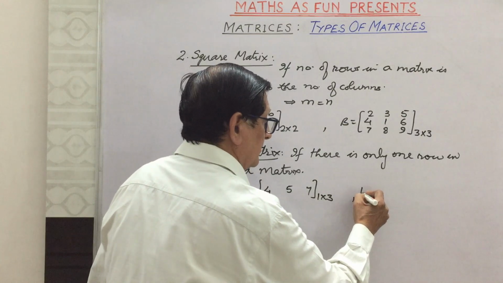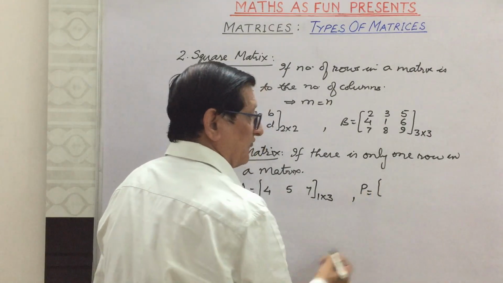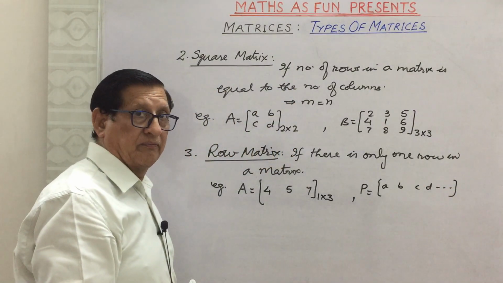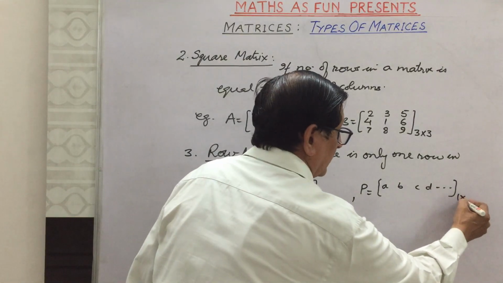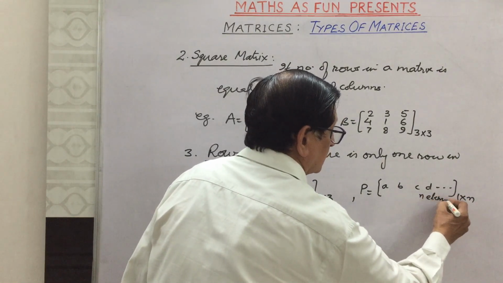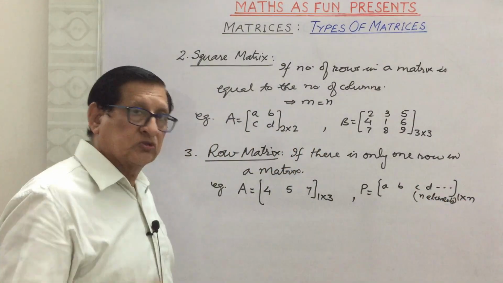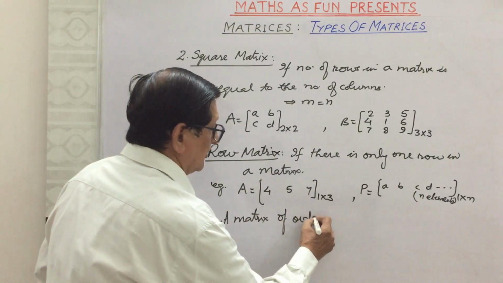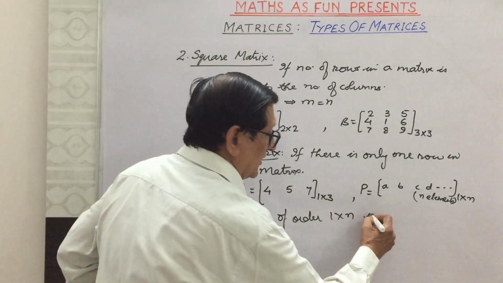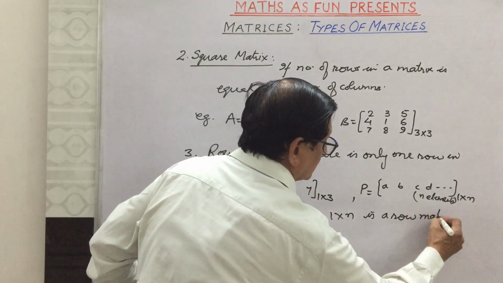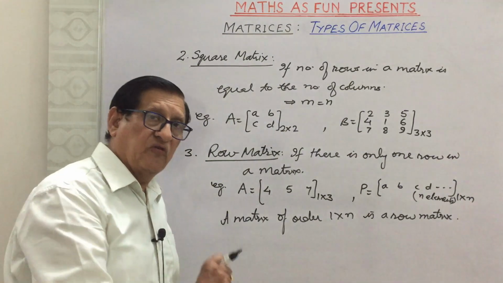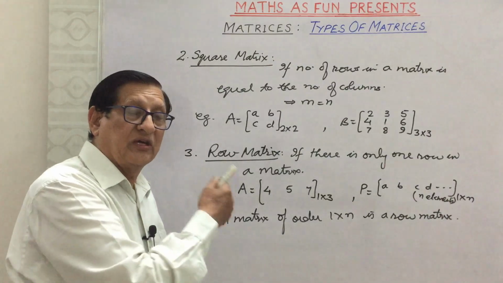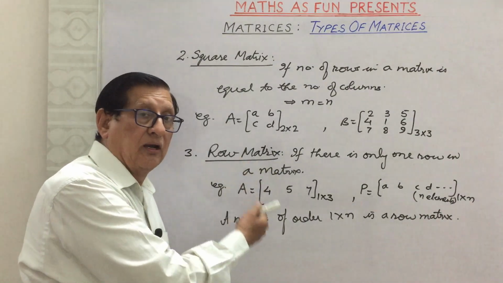If we write another one, suppose we write P, in that we find the elements are A, B, C, D, etc. The order is 1 into n, suppose there are n elements. So we can also say a matrix of order 1 into n is a row matrix. Here we find the number of row is only 1, whereas number of columns is more than 1. So we can say this is also a horizontal matrix.